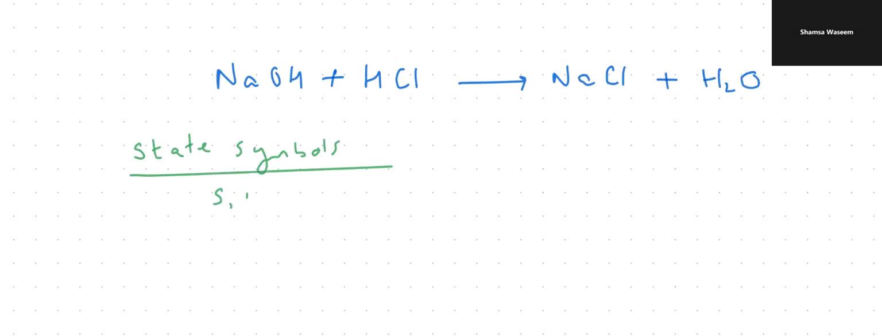So, sodium hydroxide, as we said, group 1 bases are soluble bases, they're alkalis. So, we're going to write down the aqueous state symbol, right? An acid is a substance which is a proton donor, a substance which gives H positive ions in aqueous solution. So, hydrochloric acid will also be aqueous, right?